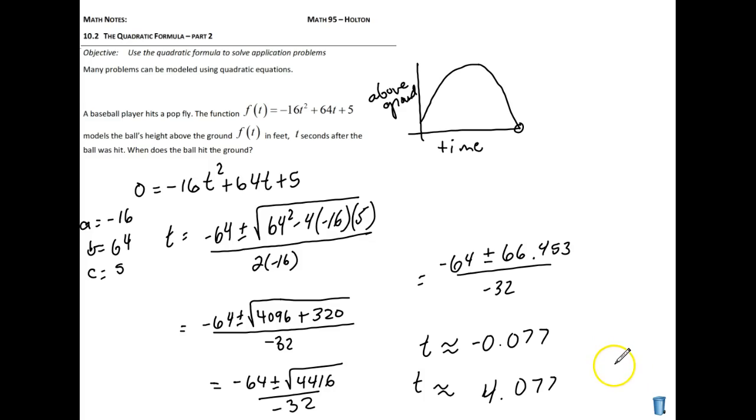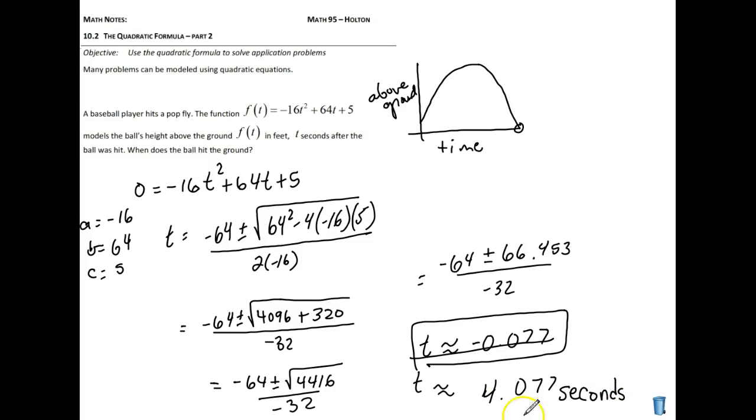Now, one of these answers makes sense in this problem and one of them doesn't. You have to think about, what does t mean? Well, t means seconds after the ball was hit. So we cannot have a negative number of seconds because time doesn't work that way. So we can only use the positive answer here, and make sure that when you are done, you put a unit on it, and t is in seconds. So it's approximately a little over 4 seconds after the ball was hit. That's when the ball goes up, comes back down, and hits the ground. Okay?